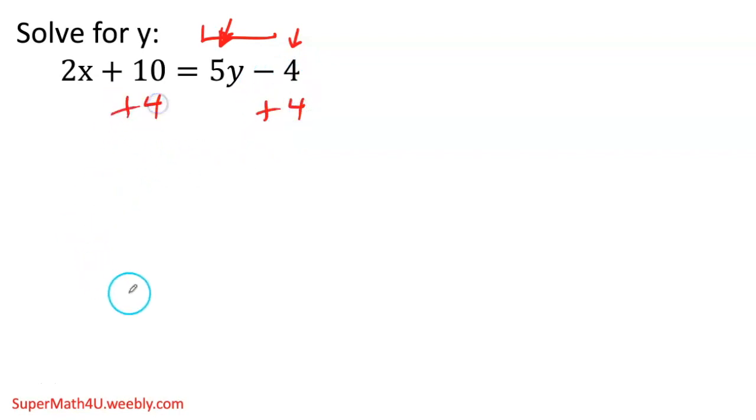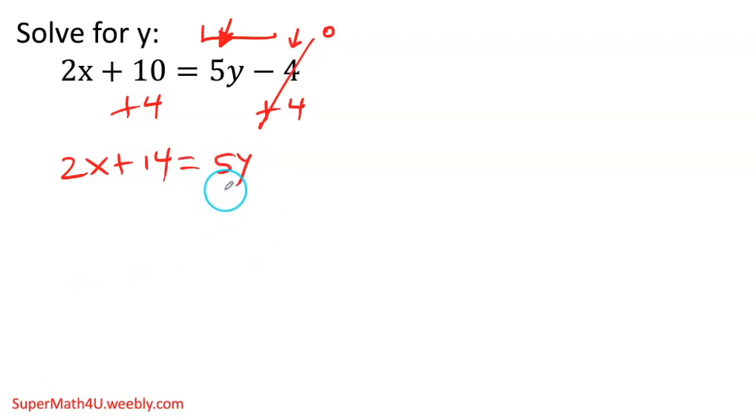Whatever I do on one side, I do on the other side. This 4 minus 4 cancels, right? Negative 4 plus 4 is 0. On the right side, I have a 5y, and on the left, I have a 2x, and 10 and 4 is 14. Keep concentrating, make sure you work on the same side.